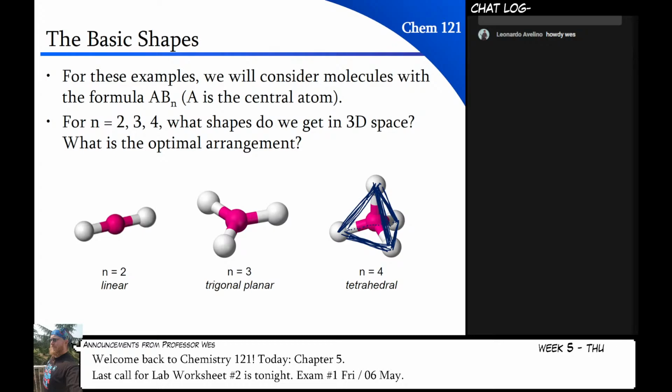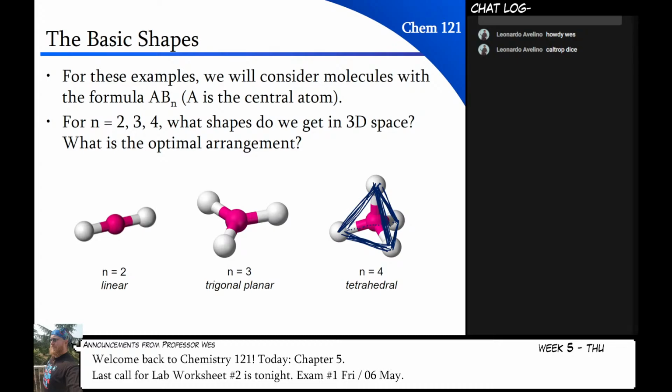So n can actually go up to 5, 6, 7, 8, 9. 6 is common, 5 is common, past 6 is not super common. But for our purposes, we're only going to do n equals 2, 3, and 4, because we're only going to consider molecules that obey the octet rule in this class.